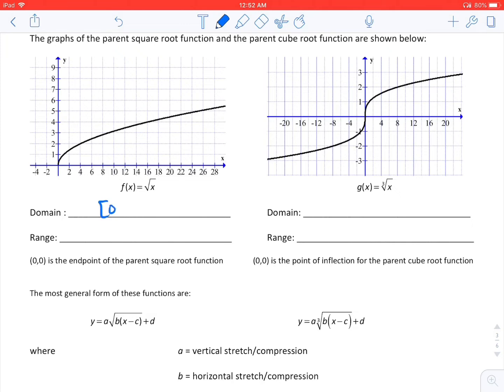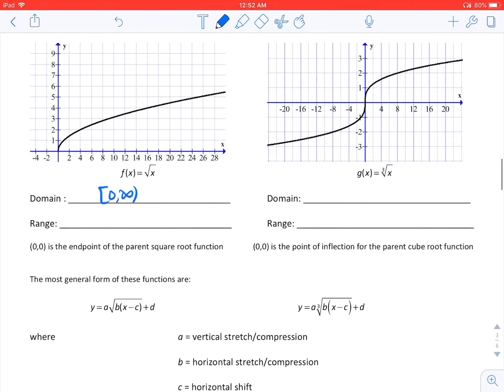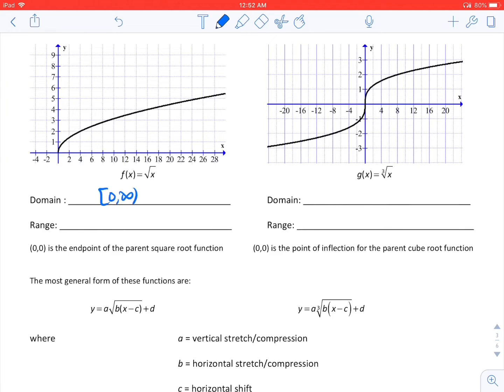So the domain of the parent square root function is 0 to infinity, every number that's non-negative, and the range follows suit with that. Whereas the domain of a cube root function is all real numbers, as well as the range.